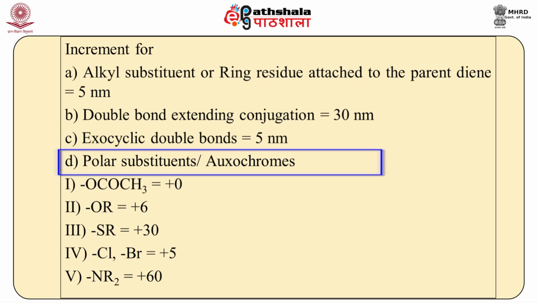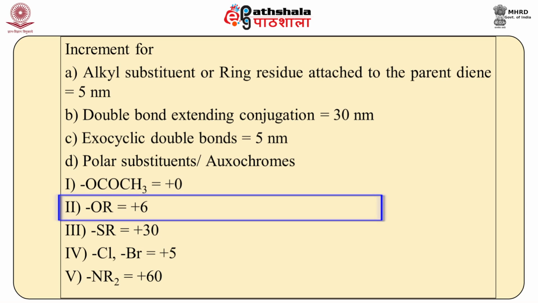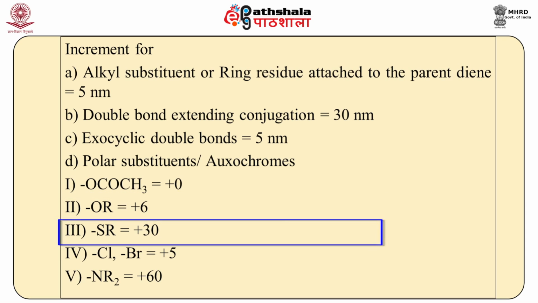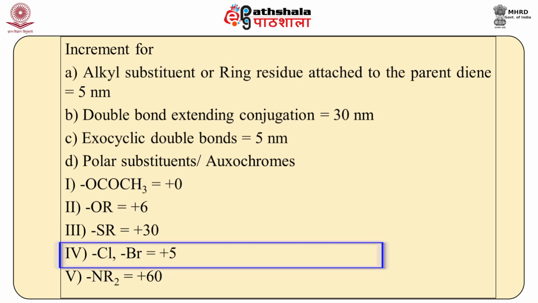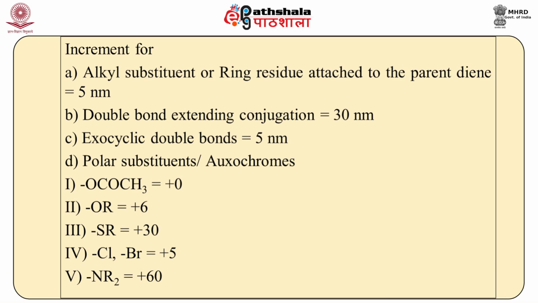The polar substituents, or the auxochromes, and their values. For OCOCH3, the value is +0. For an OR system, the value is +6. For an SR system, that is the thio systems, the value is +30. For substituents like chlorine, bromine, the value is +5. And for amines like NR2, the value is +60. Note, all these values are in nanometers.